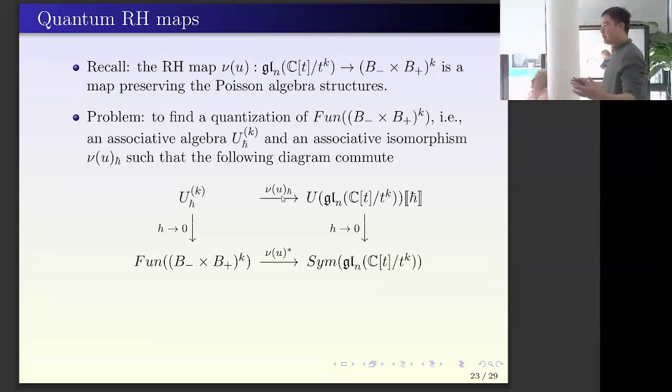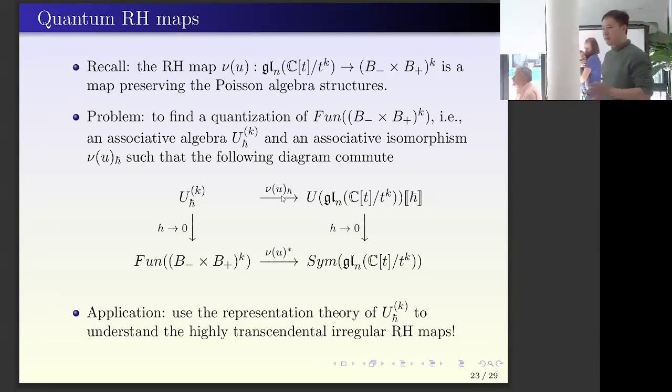So the Riemann-Hilbert map is a Poisson algebra isomorphism. I want to quantize these Poisson algebras and the isomorphism between them to be an isomorphism between associative algebras. This is what I call the quantization of the Riemann-Hilbert map. And of course, this will be highly transcendental. So things here are not algebraic at all.